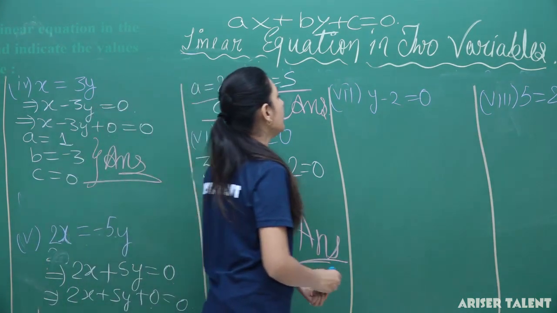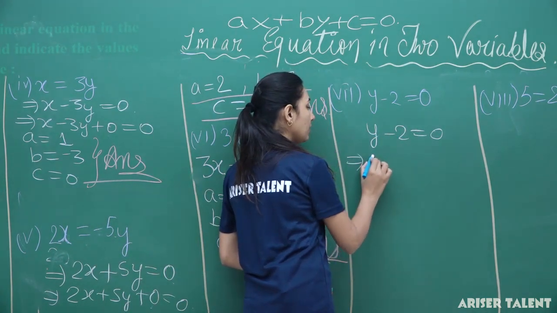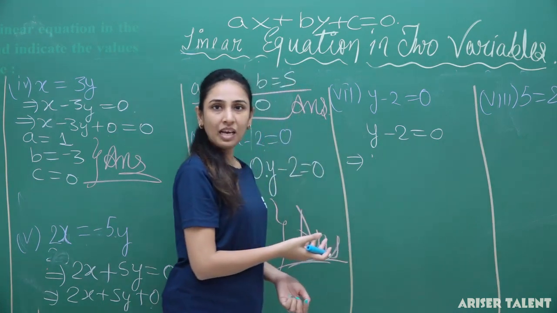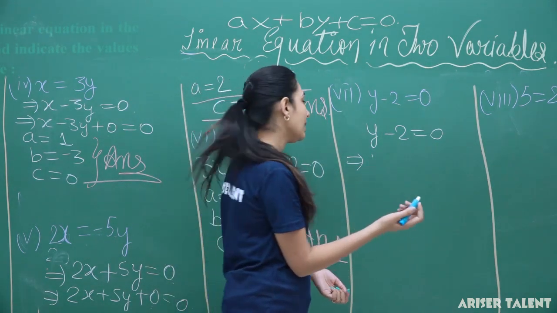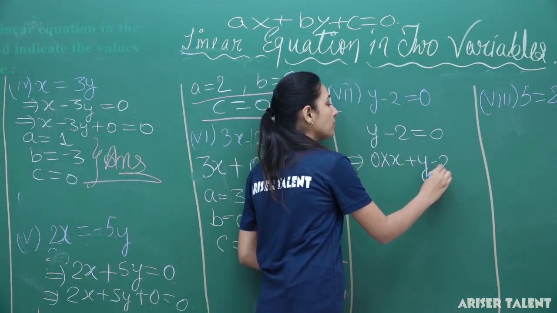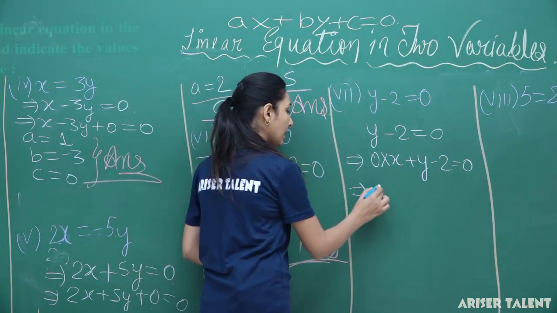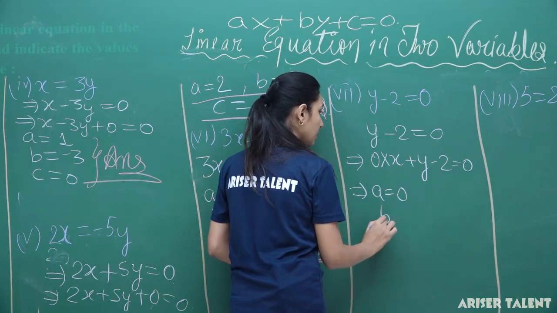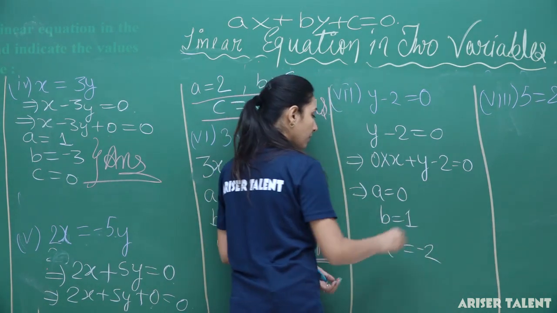Right. Come this side. Y minus 2 equals to 0 will give me, again, y minus 2 equals to 0. So, what will I do? For the coefficient of x, I will write 0 multiplied by x plus y minus 2 equals to 0. Okay. From here, I can have a equals to 0, b equals to 1 and c equals to minus 2. Now, that will be my answer.